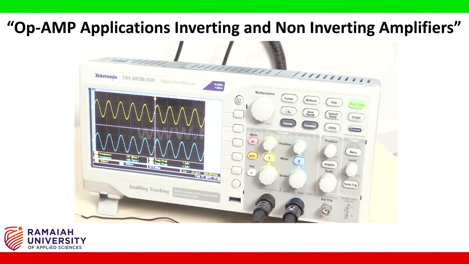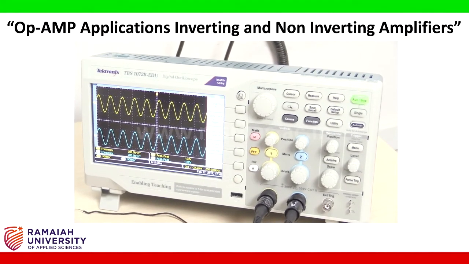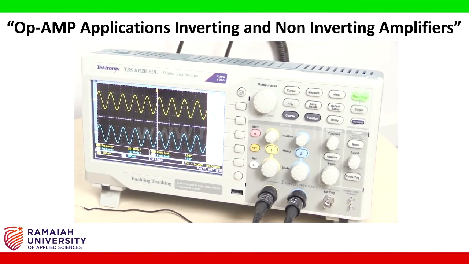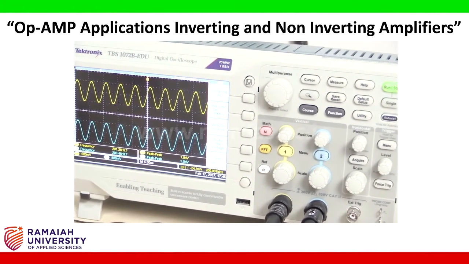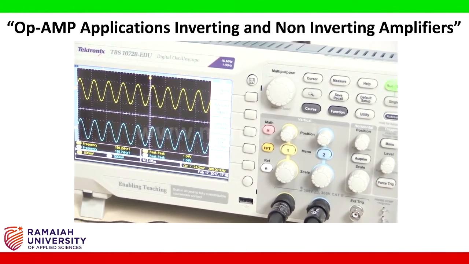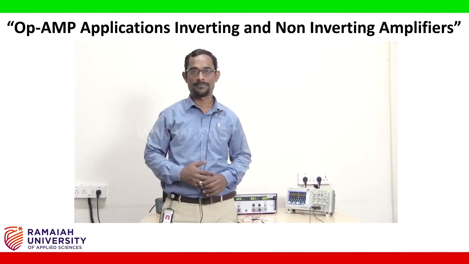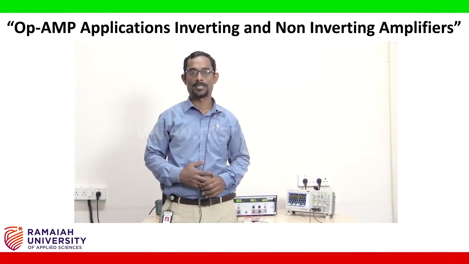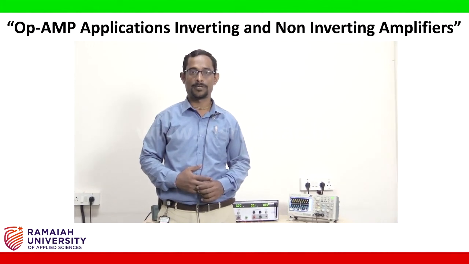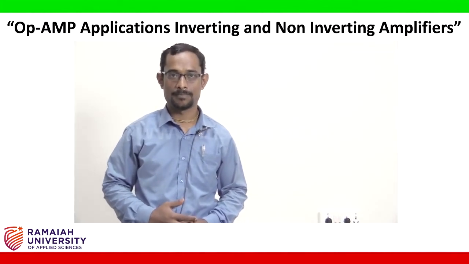We can see the output of the non-inverting amplifier. Now we can conclude our operational amplifier MU741 works to generate the non-inverting waveforms. This completes the experiment of inverting and non-inverting applications of operational amplifier.